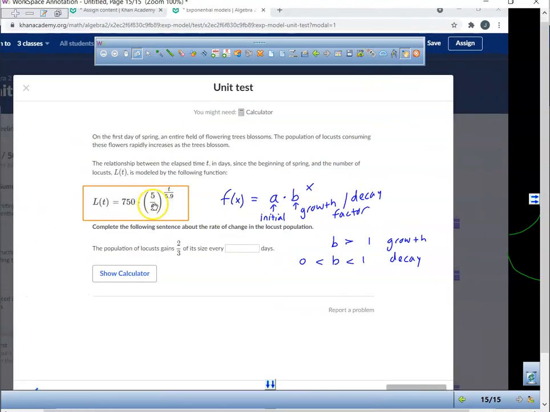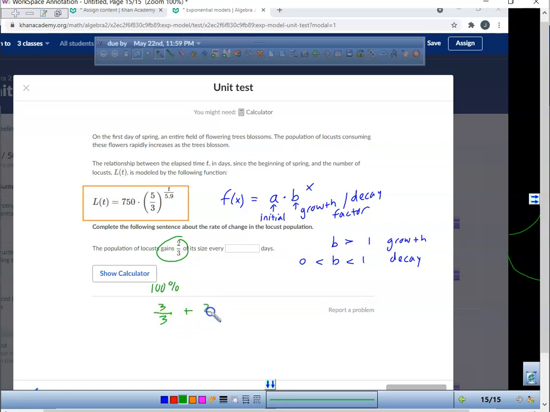Is this bigger than a 1? Yes. Okay? So your b value right here is 5 over 3, but notice right here it has t over 5.9. So it is gaining 2/3. Like, how does it gain 2/3? Well, it starts off with 100%, which is 3 over 3, and it's gaining 2/3. That's why this number right here is actually 5/3. So if it gains 2/3, that's why the b value is 5 over 3.